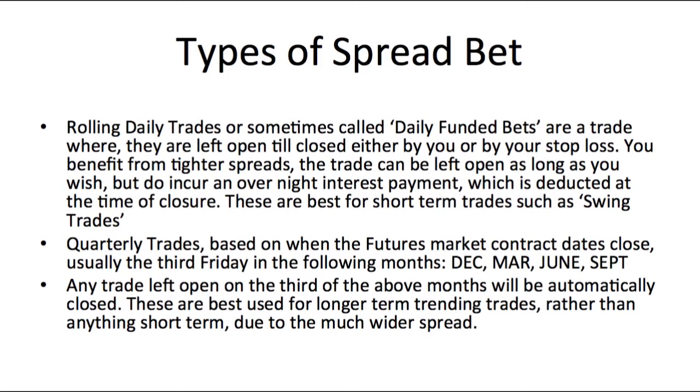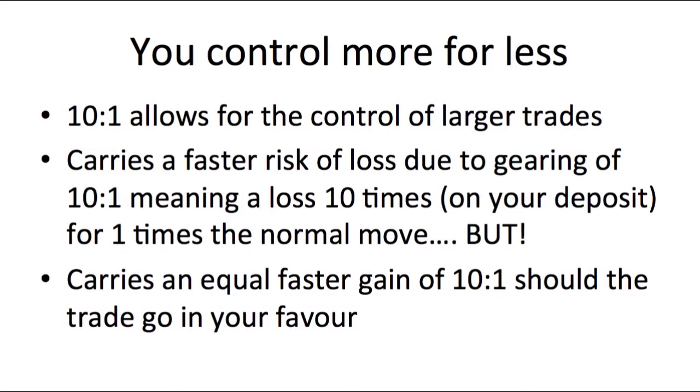So that actually works out in terms of the actual cost of that trade to be much cheaper. So you would use a rolling daily trade, say, for a short-term trade, and quarterly trades, the December, March, June, September trades, for much longer, say, trending trades.